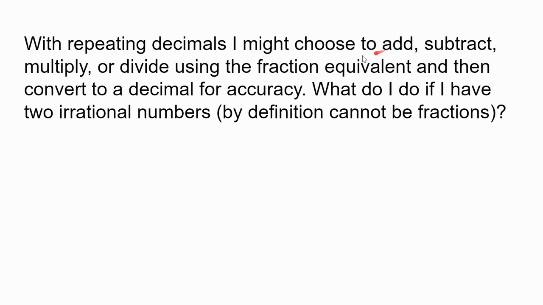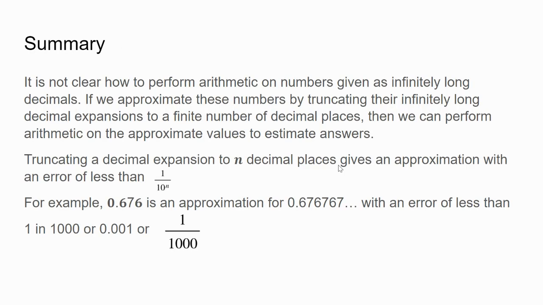However, what about irrational numbers, right? So if these are repeating decimals, I just put them into fractions and then add, subtract, multiply, or divide. But what if I have two irrational numbers? And they can't be fractions, right? An irrational number is a decimal that goes on forever and doesn't repeat and doesn't end, and it can't be made into a fraction. So if I'm going to add, subtract, multiply, or divide two irrational numbers, I can't really do it, right?